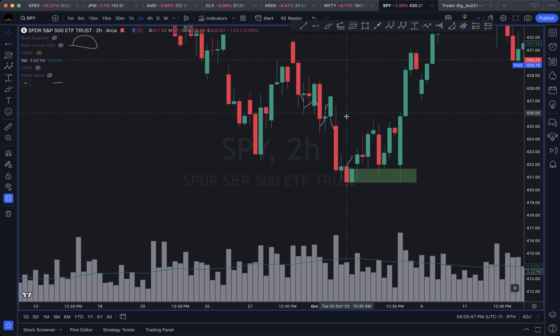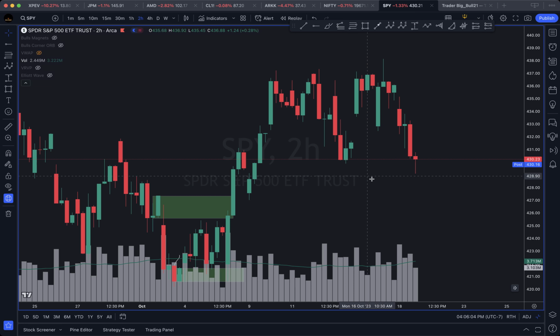We got a push into the supply zone right here. That's where the supply zone formed. We got a push into the supply zone, and we gapped down in this zone, and then pushed back up, because that zone produced a big move to the upside, and then we pushed higher and higher.